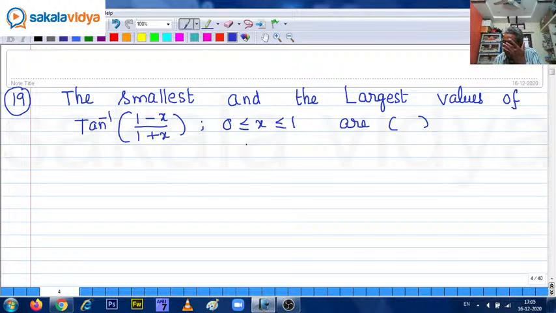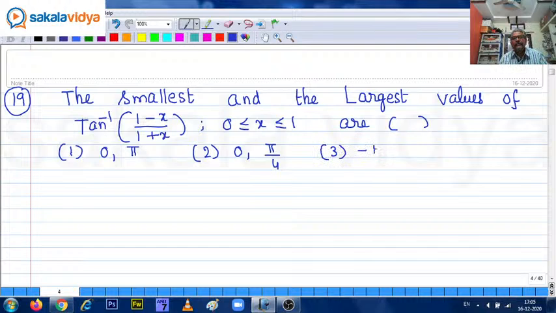So good evening Arjun Krishna. First option 0 comma pi, second option 0 comma pi by 4, third option minus pi by 4 comma pi by 4, fourth option is pi by 4 comma pi by 2.